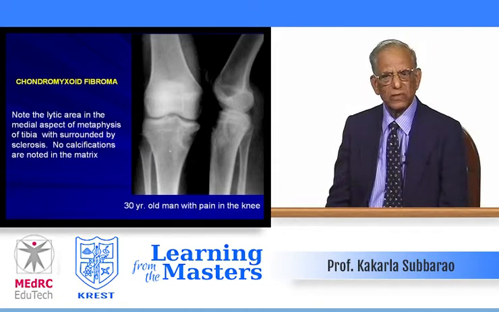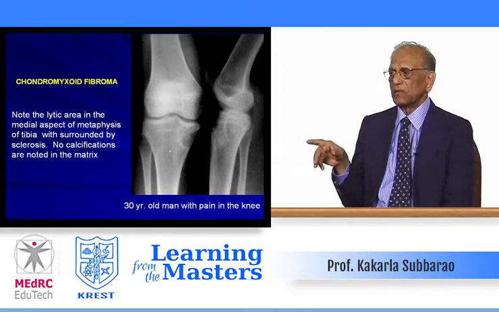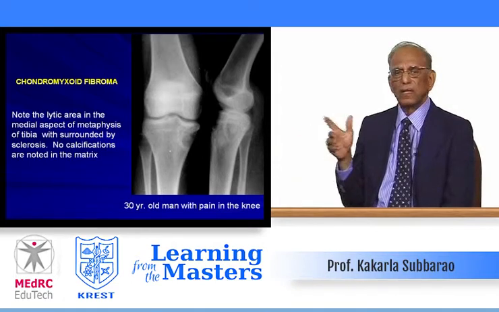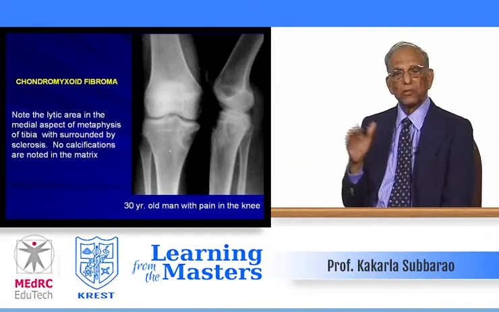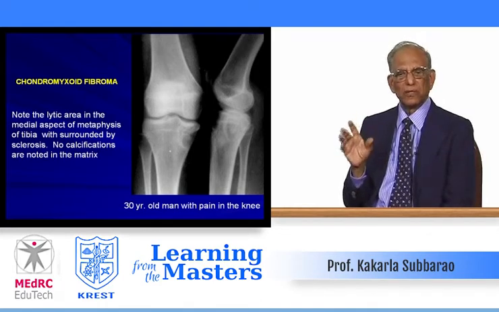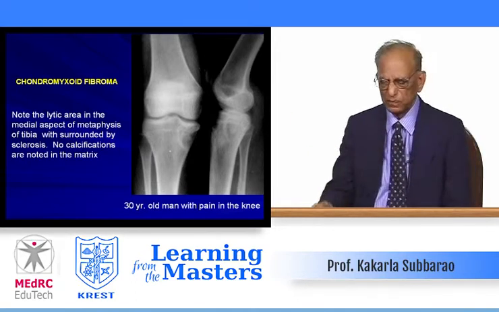Could be an aneurysmal bone cyst. It is expanding. It has got a sclerotic border. At times, not in this particular case, the differential diagnosis is tough. But here, note the lytic area in the medial aspect of the metaphysis. No calcifications. Rarely in chondromyxoid fibroma also you may find calcification. But how do you differentiate it from chondroblastoma? Only from the age. Most chondroblastomas are of epiphyseal origin, in that age group, 22 years of age. Here is a 30-year-old man. All the epiphyses are fused.